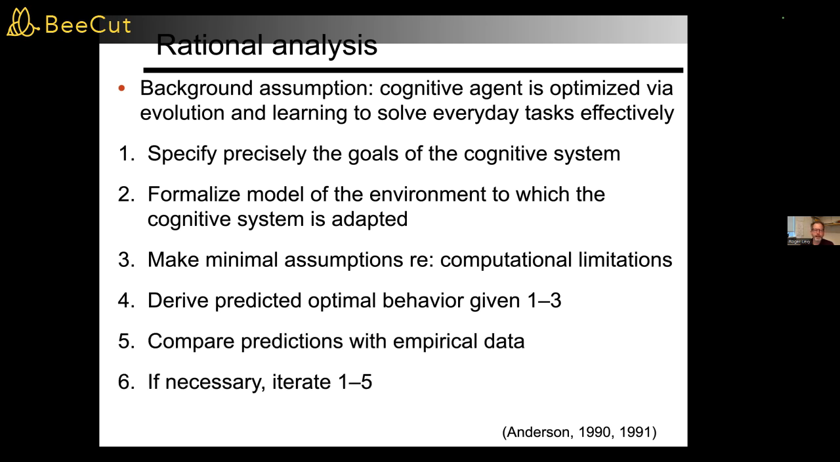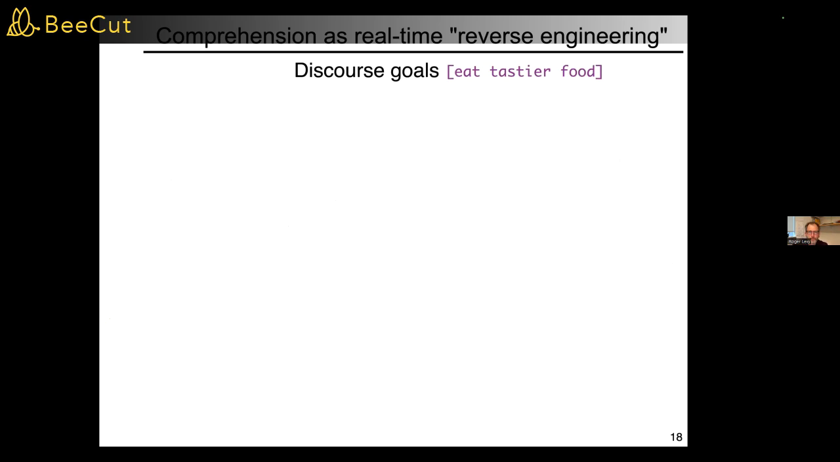And if necessary, if there are discrepancies between the data and the predictions, then revise 1 through 3 as needed, and then get subsequent incremental adjustments to the predictions and iterate this until you've got a really good match between theory and data. So this is a way of starting point theory development and then testing against data and iteratively refining your theory. And this is what we do.